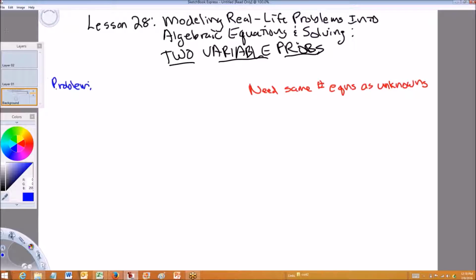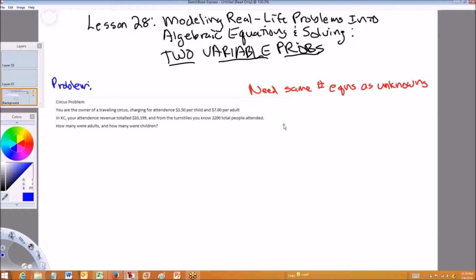Okay, and here's our problem. You are the owner of a traveling circus charging for attendance $3.50 per child and $7 per adult. In Kansas City, the total revenue from attendance was $10,199, and from the turnstile count, you know that 2,200 people total attended. How many were adults and how many were children?